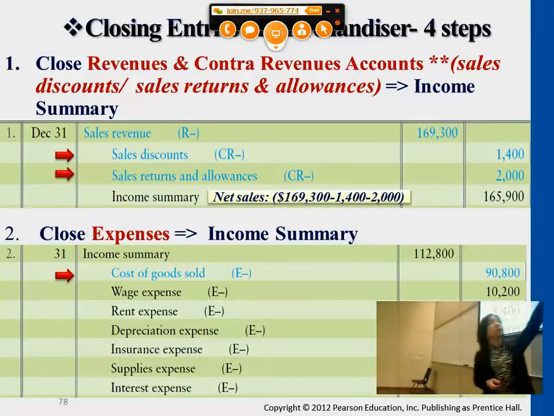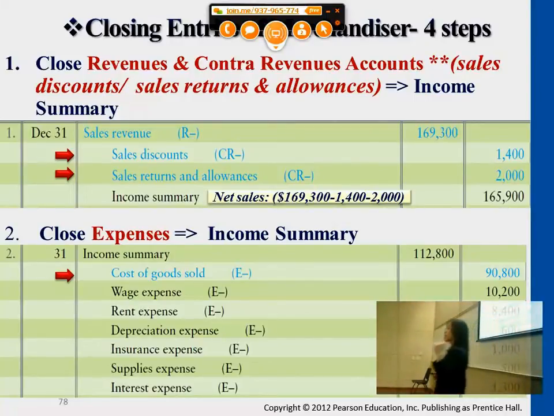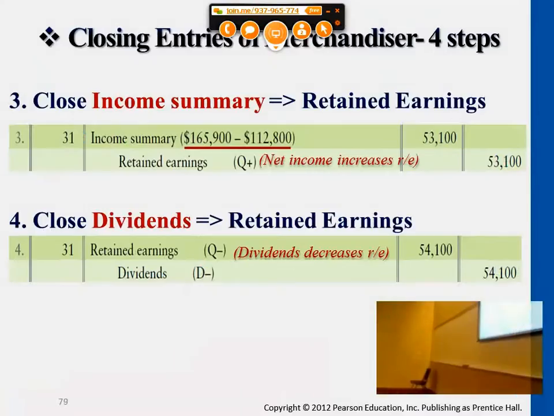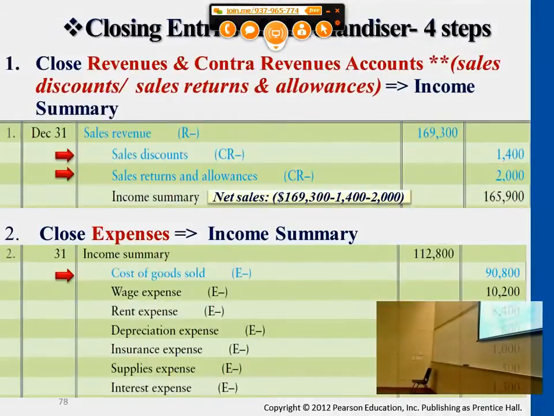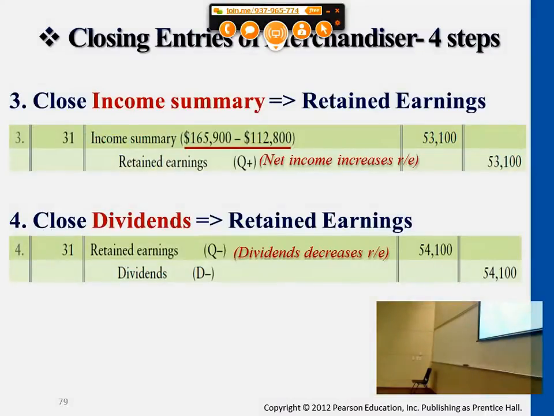So overall net income, you will be using $165,900. Make sure you use net sales, not the original sales. Okay, in cases where there are sales discounts and returns and allowances, you have to reduce them. So $165,900 minus $112,800. The difference would be $53,100. So this is net income, and therefore it increases retained earnings. Okay, so when we close out income summary, we'll be posting on the opposite side of retained earnings. So that underlying number really comes from these two: net sales minus all the expenses.